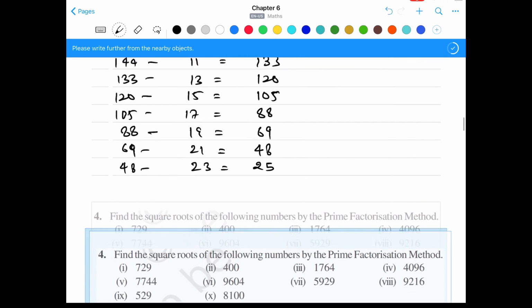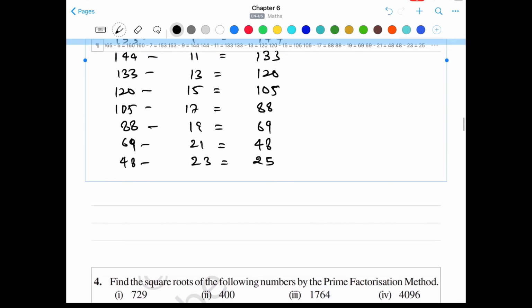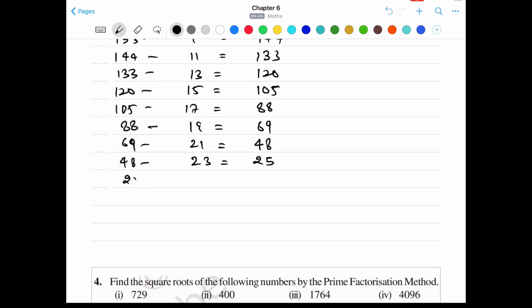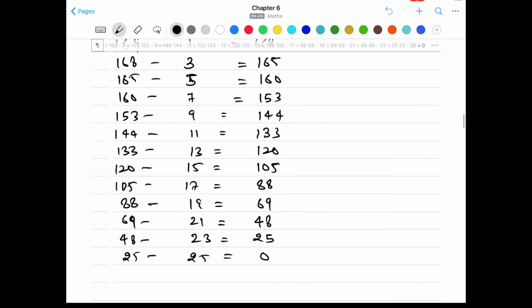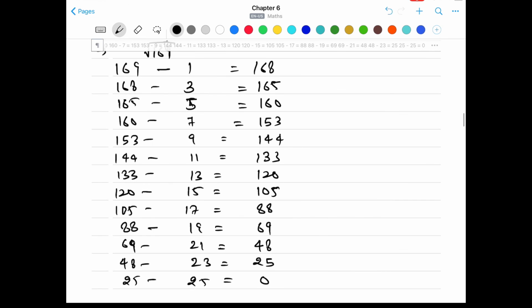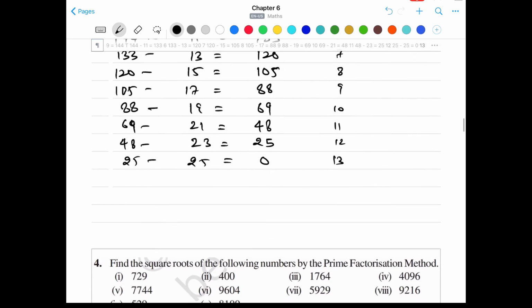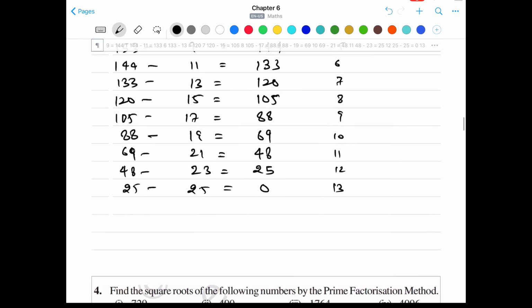Okay, let's move this a little below. Then 25 minus 25 will result in 0. So we are getting 0 after, let's count the number of steps: 1, 2, 3, 4, 5, 6, 7, 8, 9, 10, 11, 12 and 13. So we are getting 0 after 13 steps.